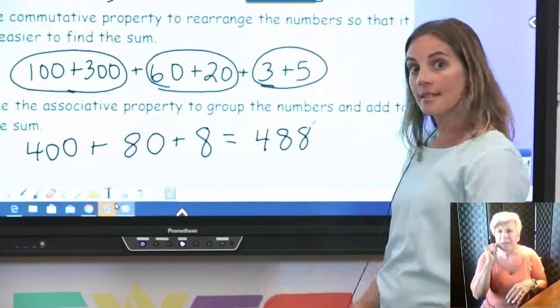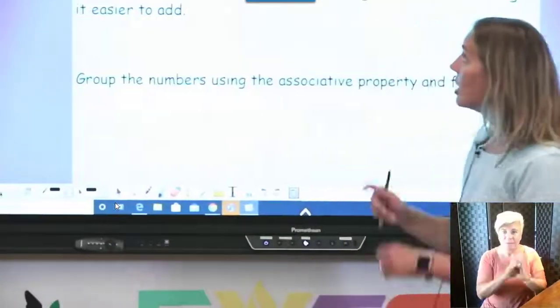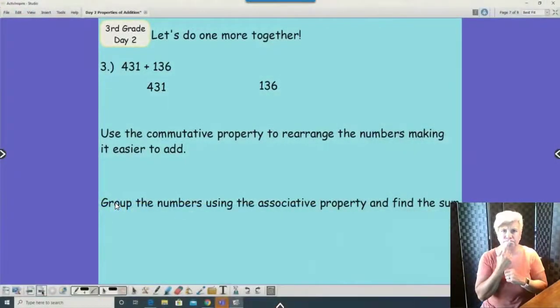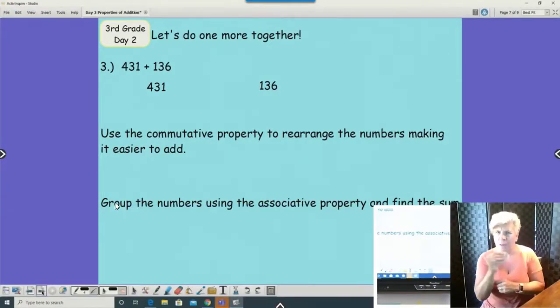Does this remind you a little bit of what we did last time? Yeah, it's exactly the same thing. We're just not using our place value blocks. Okay, let's try this one. Think back. What was the first step? What did we need to do with the number 431 and 136 before we could add them together? Yeah, we had to break them apart.